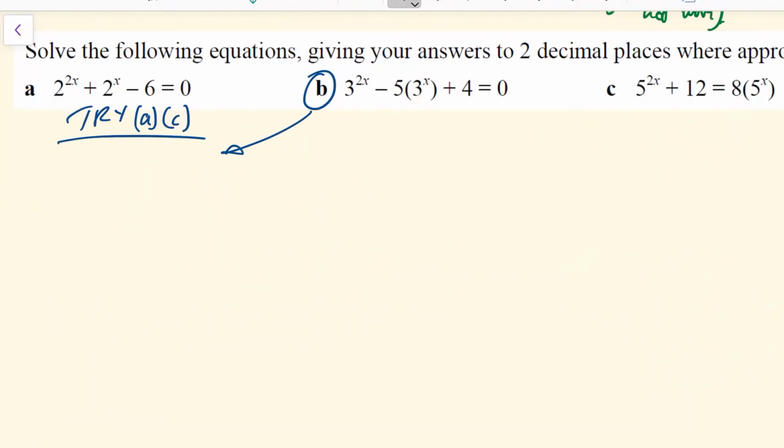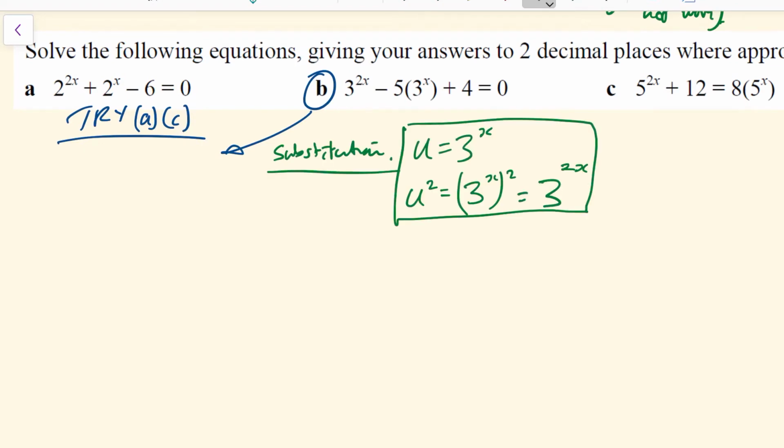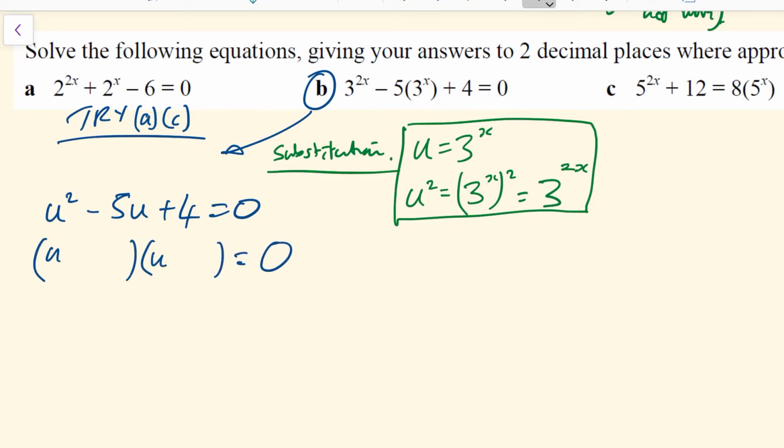Okay, we've got to use a substitution. We can rewrite this equation as u squared minus 5u plus 4 equals 0. This makes it far easier to solve because you're just then solving a quadratic, which we did in the example above. And you can see this turns out to u equals 1 and u equals 4.